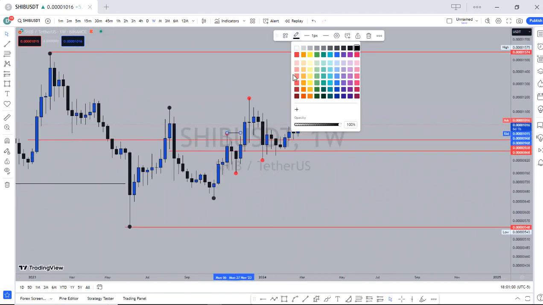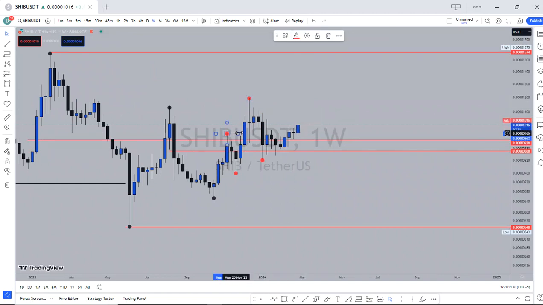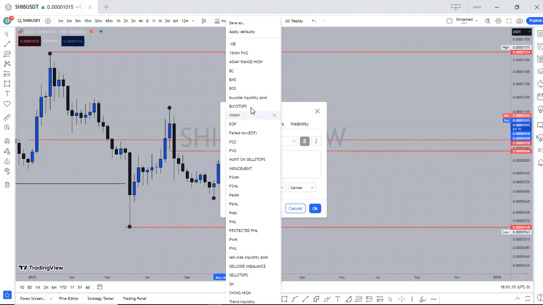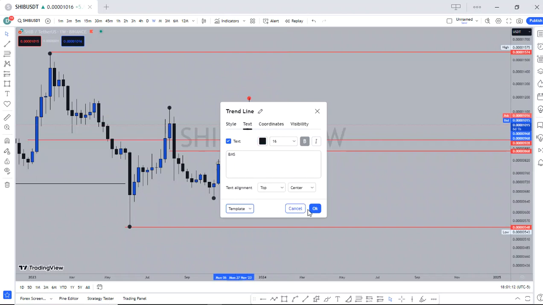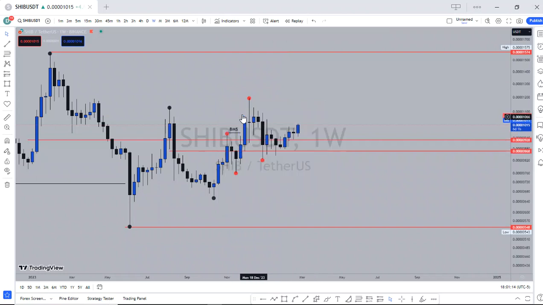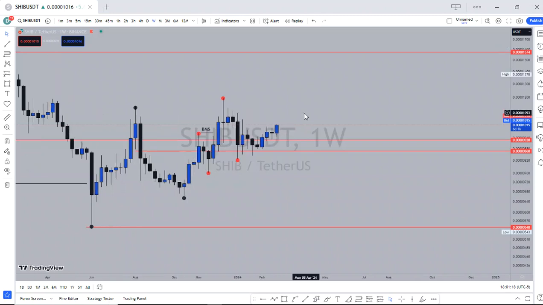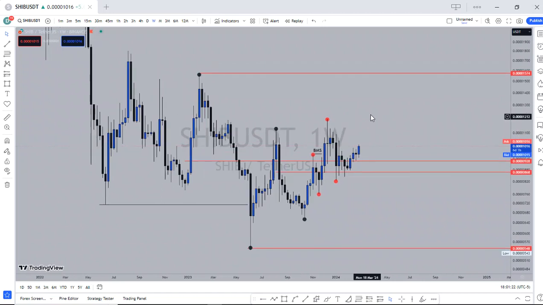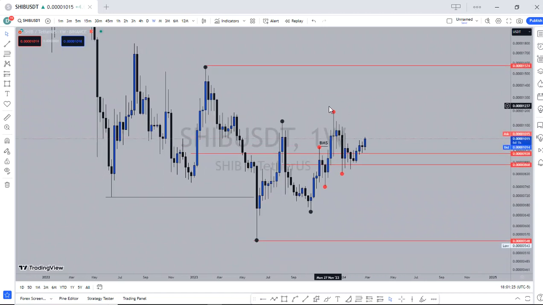So right here, I am going to label it as a break of market structure, not a break of structure. All right, break of market structure because it's the opposite. It broke a bearish market structure. That is why it is called break of market structure. If it is break of structure, BOS, it means that it is a continuation of the trend.